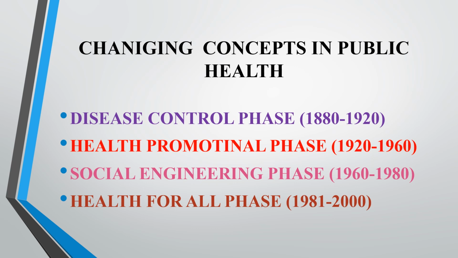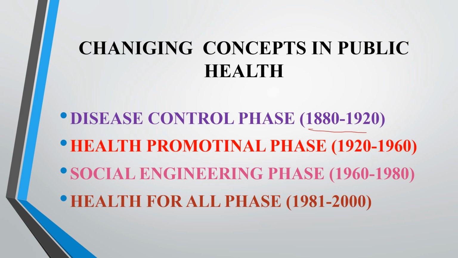Changing concepts in public health. In the history of public health, there are four distinct phases. They are the disease control phase, health promotional phase, social engineering phase, and health for all phase. The respective years are also given here. Disease control phase from 1880 to 1920, health promotional phase from 1920 to 1960, social engineering phase from 1960 to 1980, and health for all phase from 1981 to 2000.